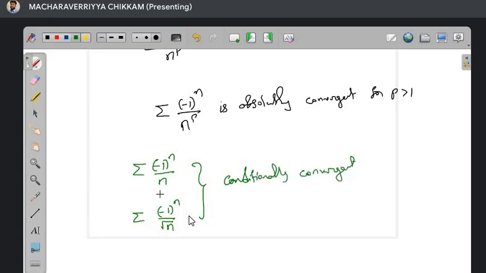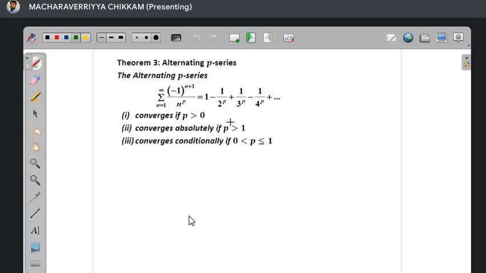And if you look at the p values, p is equal to 1 in this case. In the second case, p equal to 1 by 2. So now the question is, what is the interval in which it is going to be conditionally convergent? We can easily prove that it's going to be conditionally convergent in between 0 and 1. And of course it is easy to see this is going to be divergent if p is negative.